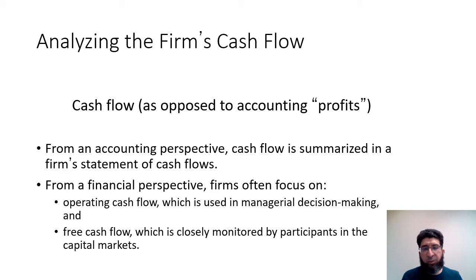Let's discuss firm's cash flow. Now we will use the term cash flow instead of accounting profits. And this is because cash flow provides a firm's cash position versus accounting profits, which actually depends on accrued accounts. For instance, sales and expenses that have been accrued and not yet received or paid and have been recorded in the accounts. That does not give us the exact position of cash.